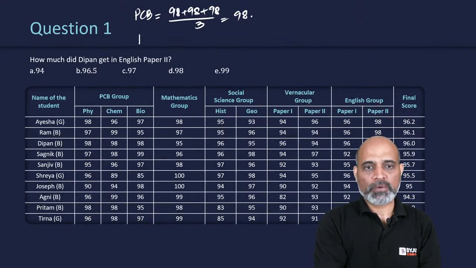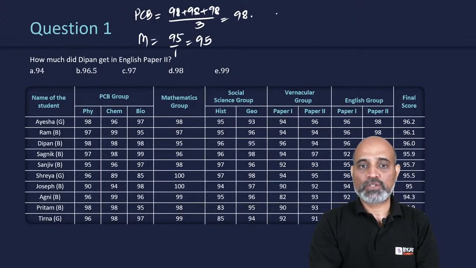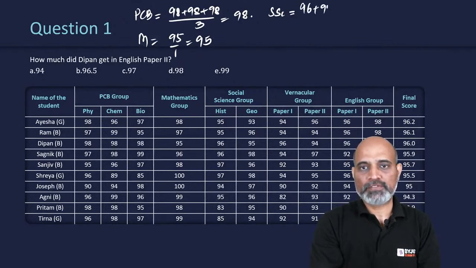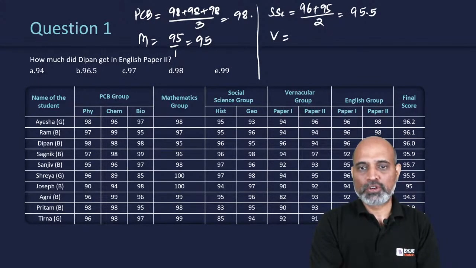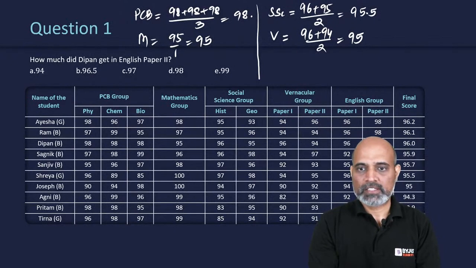Okay. Let's talk about maths. Maths is going to be 95 by 1, which will remain 95. Let's look at social science. Social science का हो जाएगा Deepan का 96 plus 95 divided by 2, which is going to give us 95.5, right? Vernacular group, it's going to be 96 plus 94 by 2, which is going to give us 95. And let's call this as X. So for English ka group, it's going to be 96 plus X divided by 2.